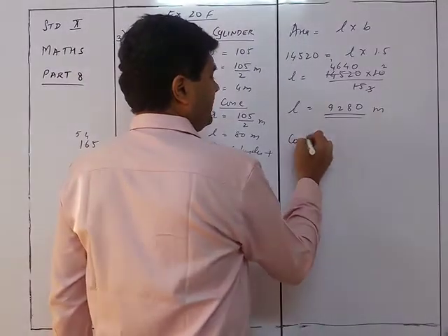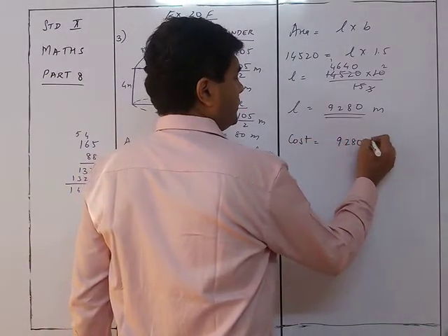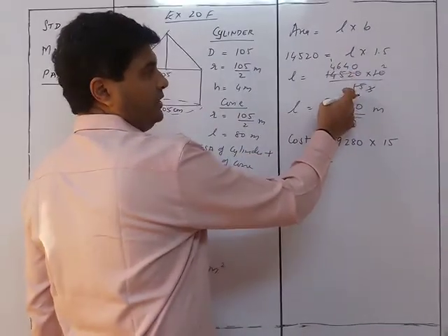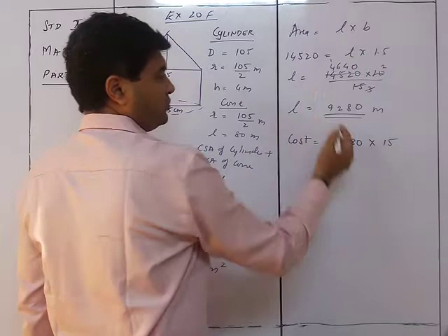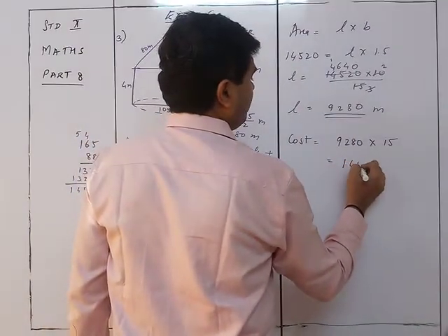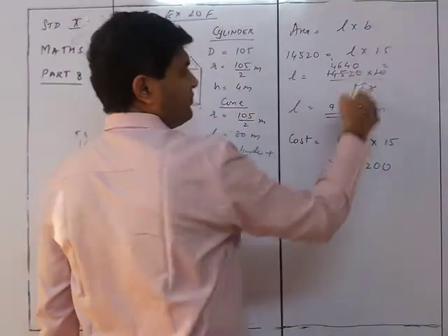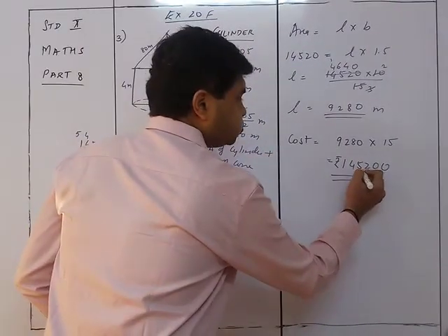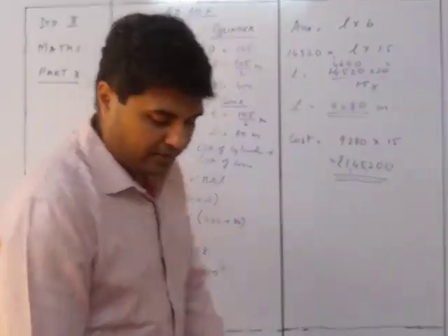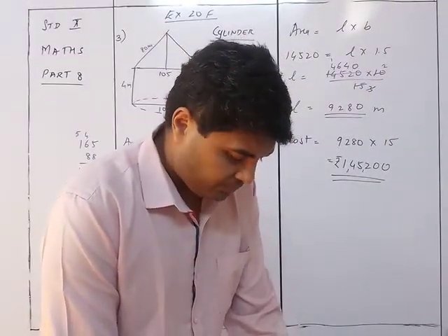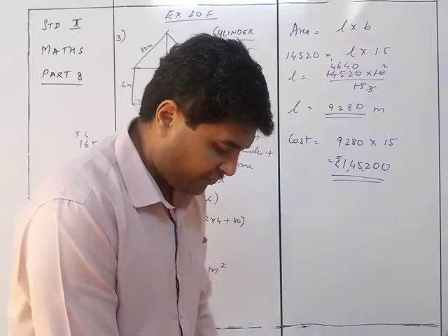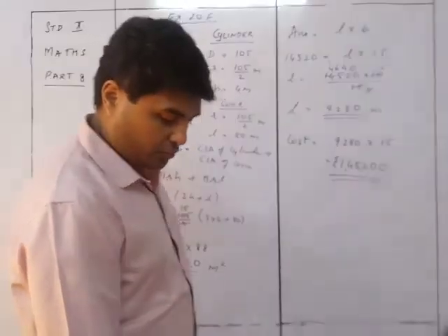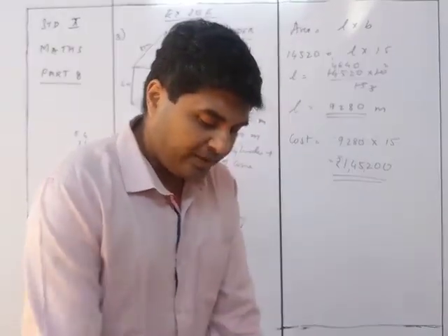The cost will be equal to 9280 into 15. You already divided this by 15, you are just going to multiply it by 15 again, so you will get the same answer, 145,200. This was 1.5, this is 15, so the cost will be 1,45,200. Let us check whether the answers are correct. So exercise 20F, 14520 meter square and 1,45,200 rupees. That was exercise 20F's third sum.